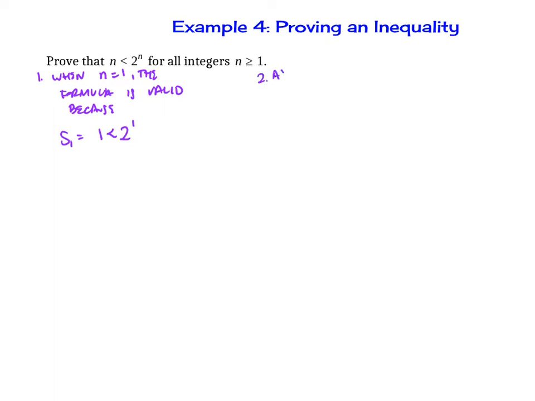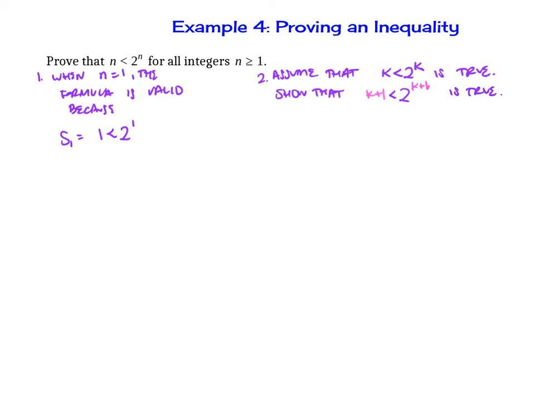So number 2, we're going to assume that k is less than 2 to the k. So substituting k, we want to assume that that is true. We're going to show that k plus 1, so we're substituting k plus 1 for each k we have here, is less than 2 raised to the k plus 1. We're assuming that that is true.